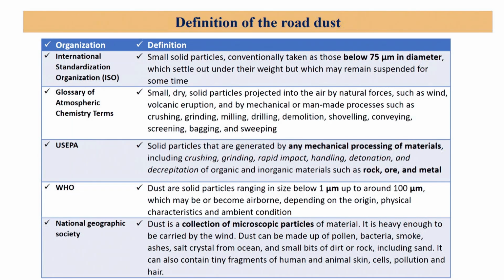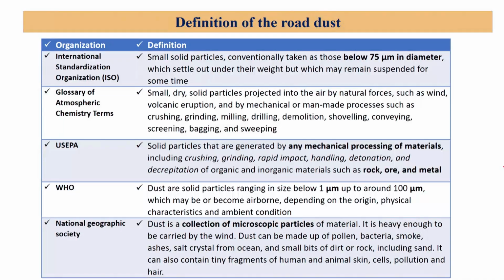There is actually big confusion about the road dust definition, and different organizations have defined road dust in different ways. Some organizations have taken into account the size of the particles. For example, the International Standard Organization defines small solid particles, conventionally taken below 75 micron, as dust aerosols.